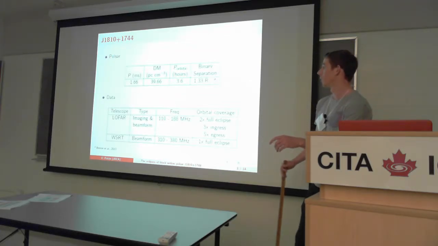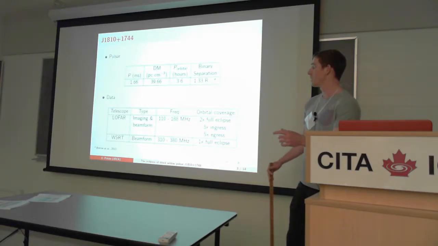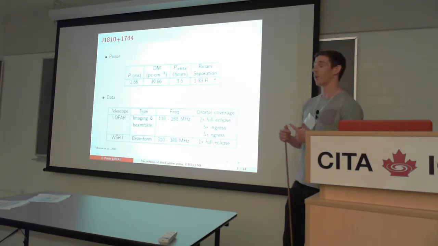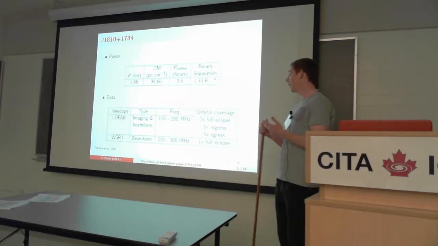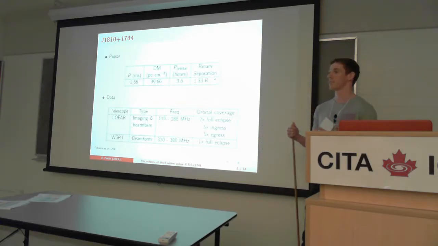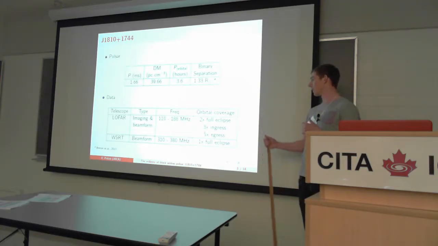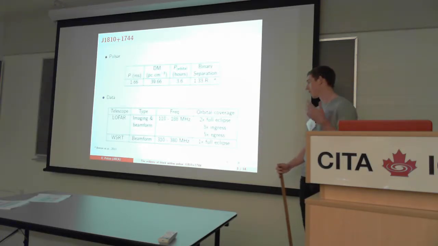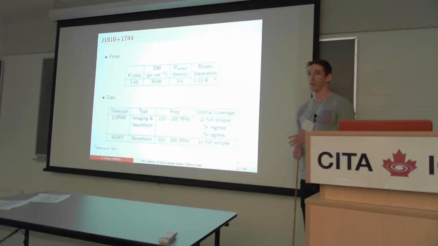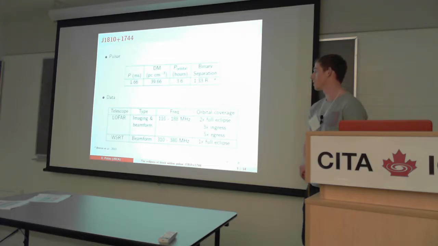The data set that we've been looking at has primarily been from LOFAR, so we've had both imaging and beamformed data, using the HBAs, the high band antennas, so that's 110 to about 190 megahertz. We have orbital coverage of 2 full eclipses, 3 eclipse ingresses, and 5 eclipse egresses. And then to highlight some of the frequency dependency of the eclipse, we've got some Westerbork data at a higher frequency of 310 to 380 megahertz. So still low in the grand scheme of things. And we've got coverage of 1 full eclipse.